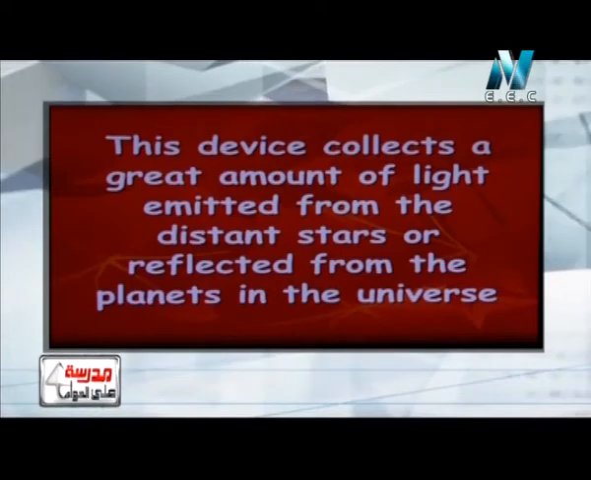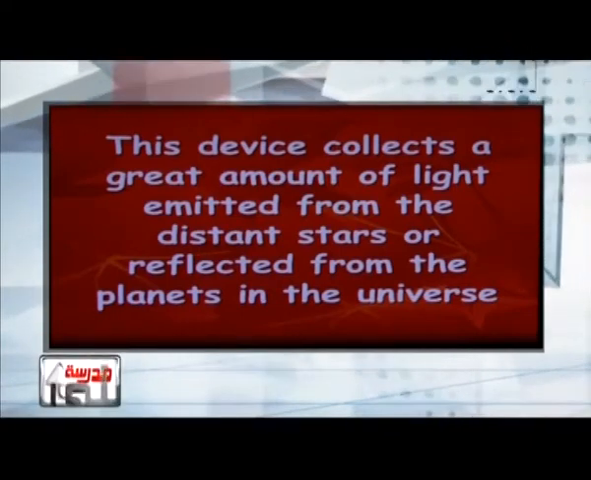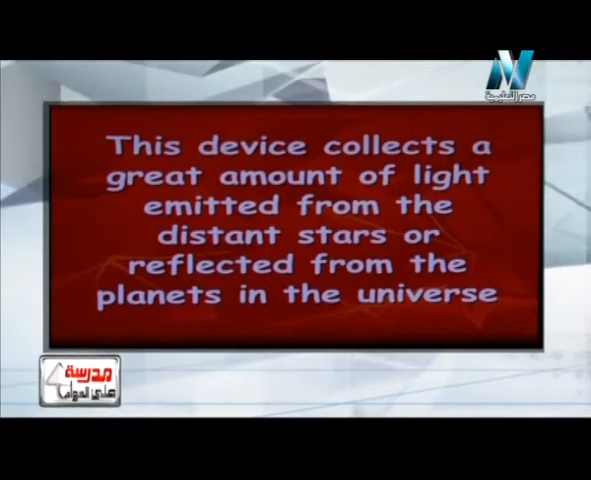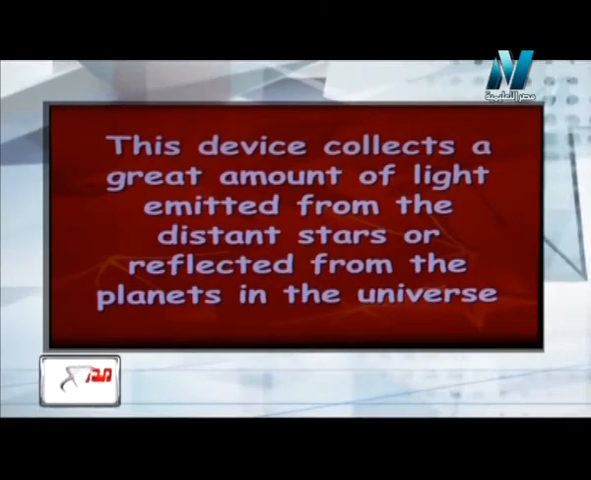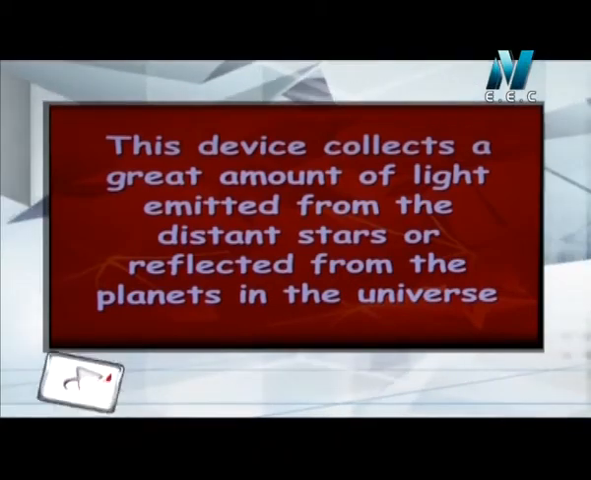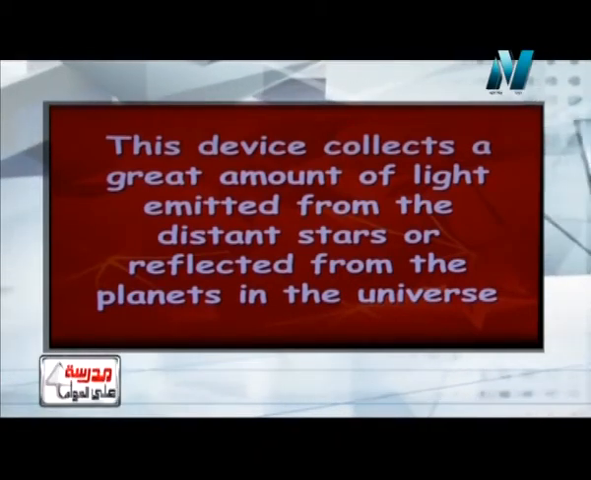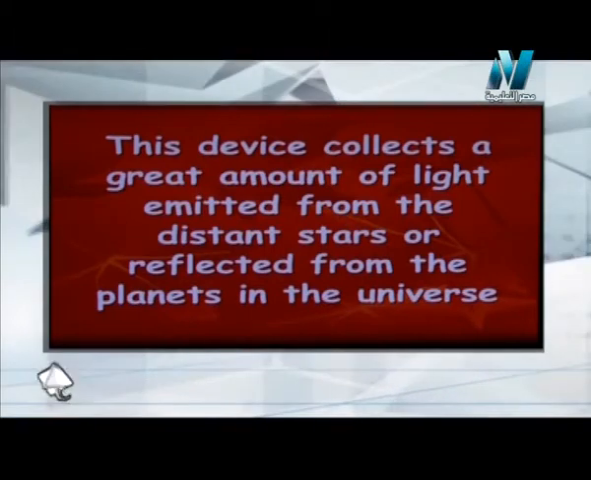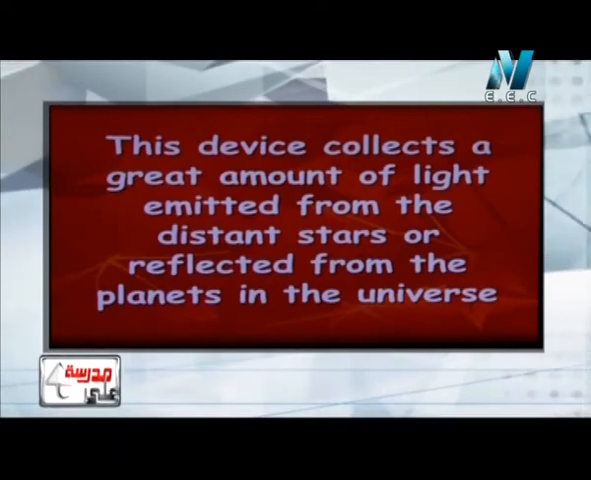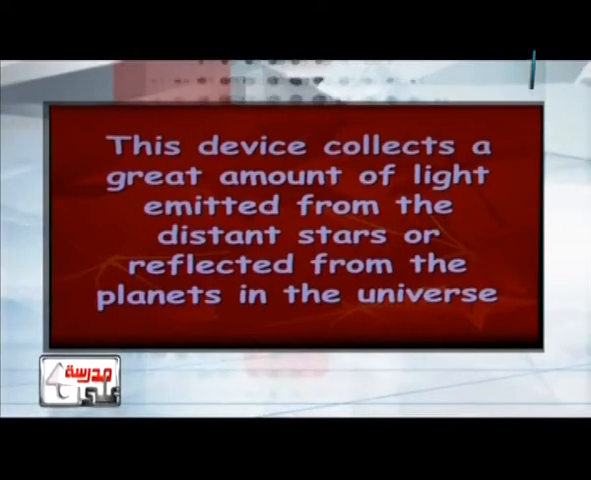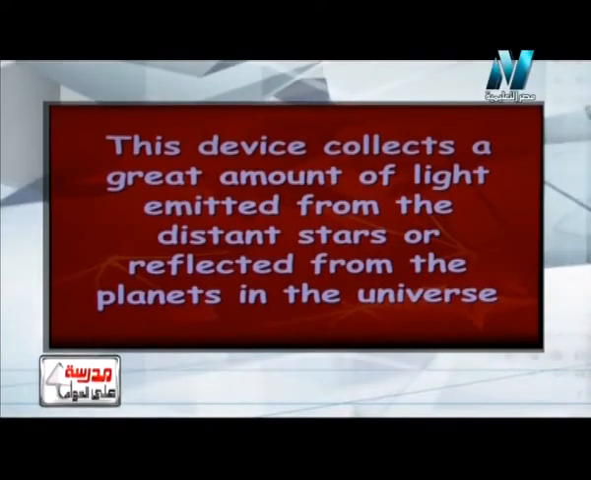ناخد بالنا أنا هنا قلت emitted from stars يعني منبعثة من النجوم لأن النجوم هي emit light بترسل ضوء أو بتبعث ضوء but reflect from planets لكن بتنعكس من الكواكب لأن الكواكب as we know dark bodies, they are dark bodies that reflect light, not emit light or not send out light. Again, this device, which is a telescope, collects a great amount of light emitted from the distant stars or reflected from the planets in the universe.